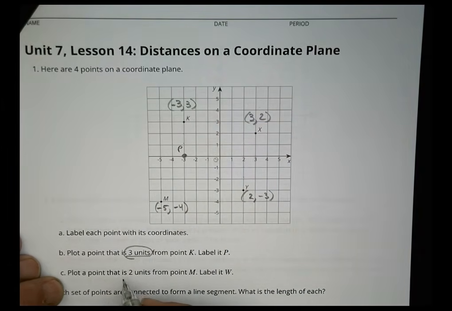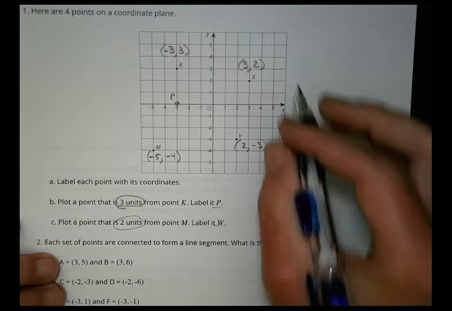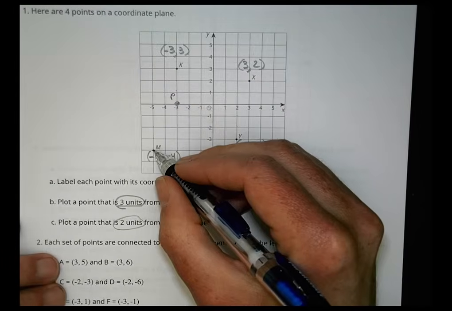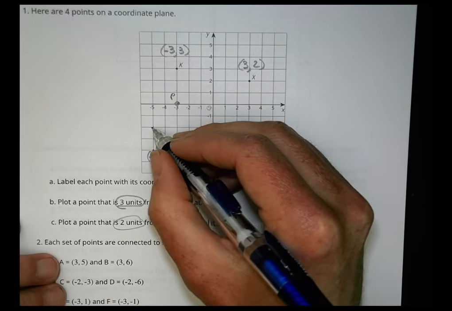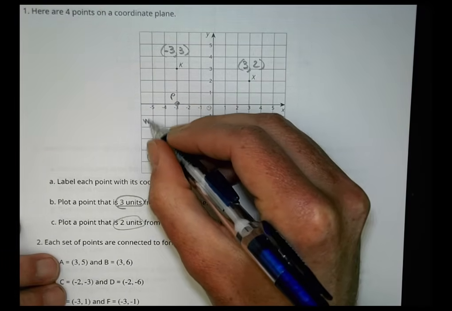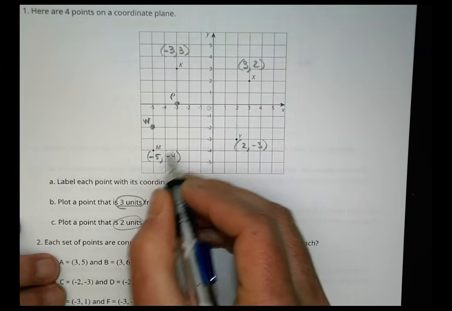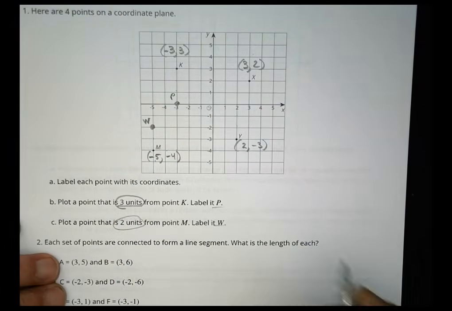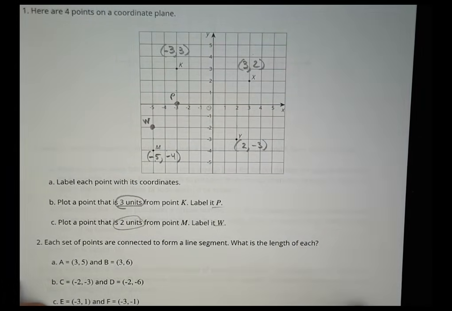And the next one, plot a point that is 2 units from M and call it W. So where's M? M is here, 2 units away. We can go up, 1, 2, put it right there, and call that W. You could also go this way, you can go this way, and you can go off the grid. So that's up to you how you want to do those ones.